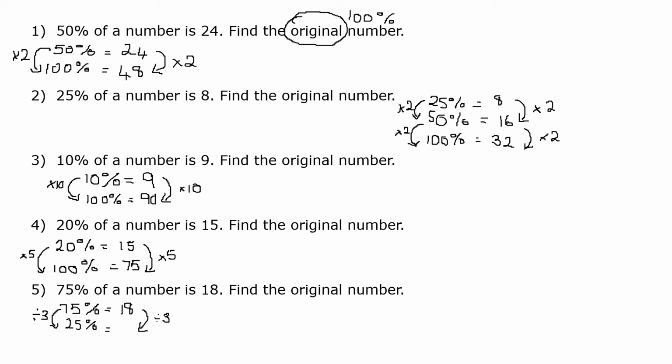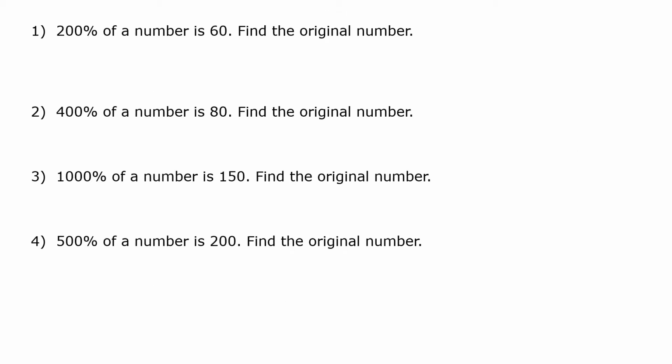So 18 divided by 3 is 6. And then I can quite easily scale up to 100%. So if I multiply both sides by 4, I will get 100% on this side. And 6 times 4 is 24. So my original number is 24.